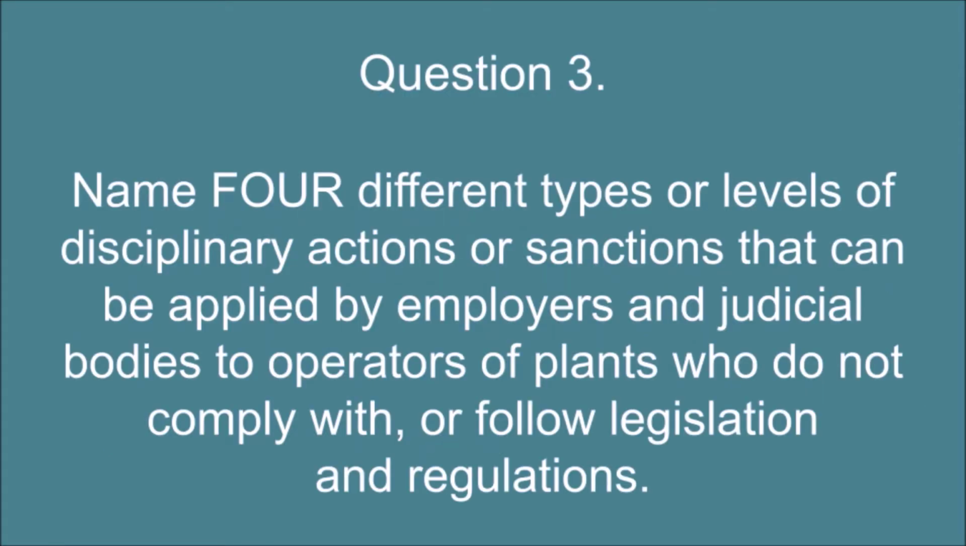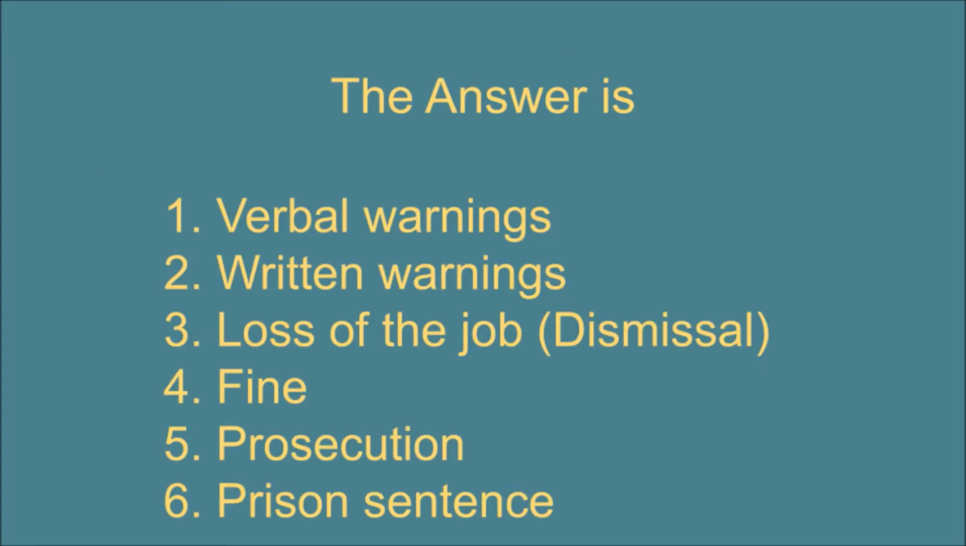Question 3. Name 4 different types or levels of disciplinary actions or sanctions that can be applied by employers and judicial bodies to operators of plants who do not comply with or follow legislation and regulations. The answer is 1. Verbal warnings. 2. Written warnings. 3. Loss of the job, dismissal. 4. Fine. 5. Prosecution. 6.